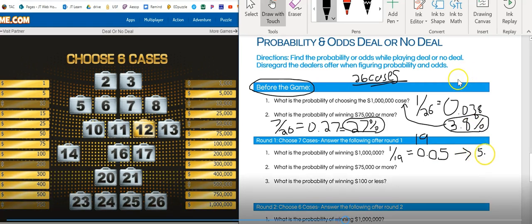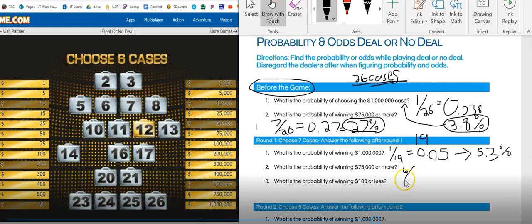If you still have it, of course. A 5.3, that would have been 0.053. So you have a 5.3% chance that your case holds $1 million. That's if you didn't pick it. Now, if this $1 million is gone, this would be a 0. So the next one is $75,000.